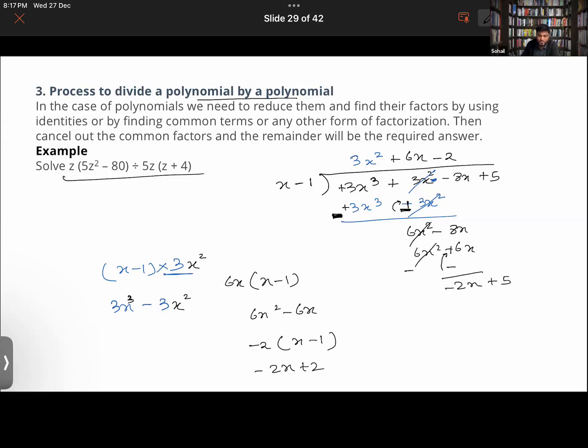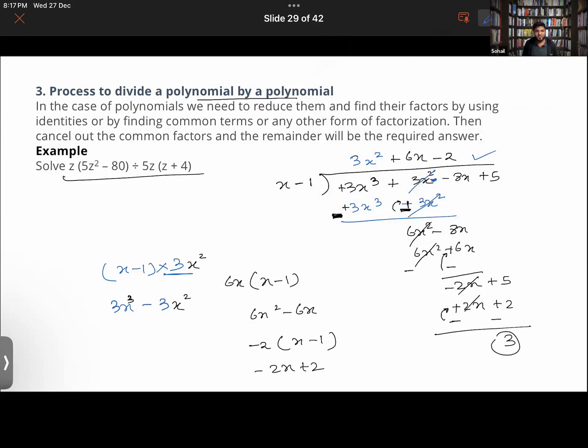So multiply it with that so that you are getting minus 2x plus 2. So again minus sign, so this becomes plus and hence it will be cancelled. Again minus sign, so that is 5 minus 2 now. So the remainder is 3 here. Getting it now? Okay. So that is the remainder. That is the quotient.